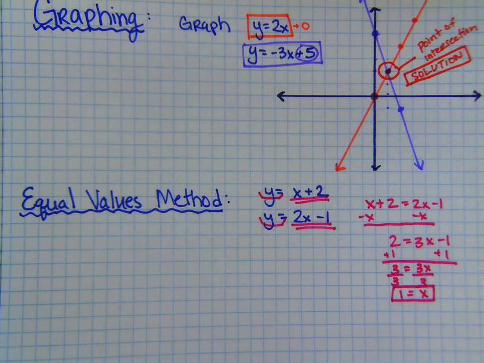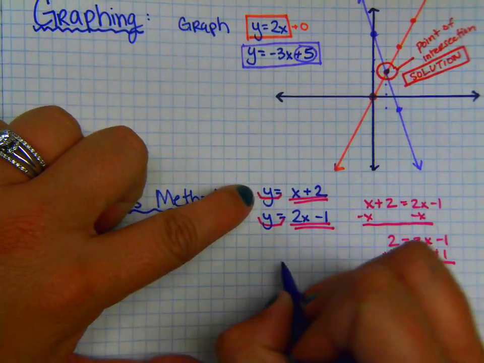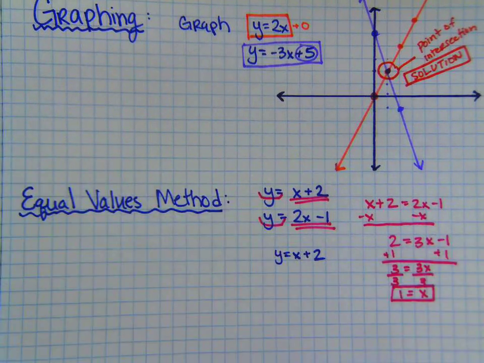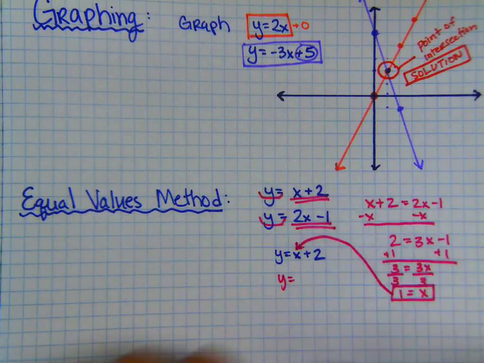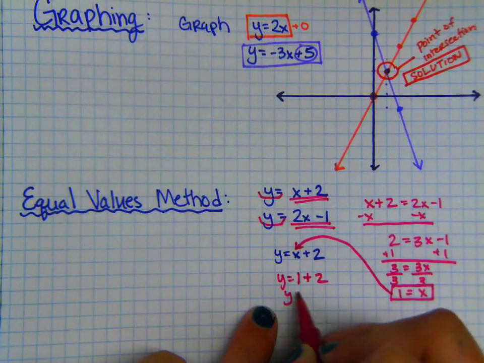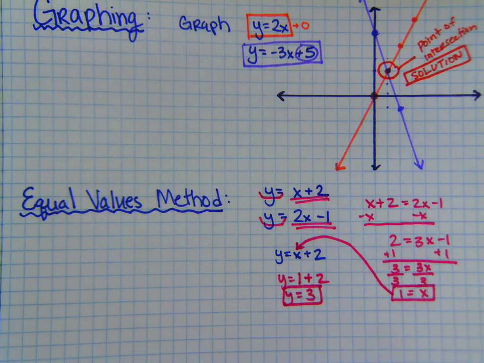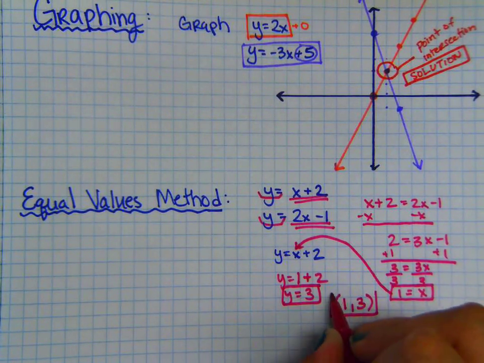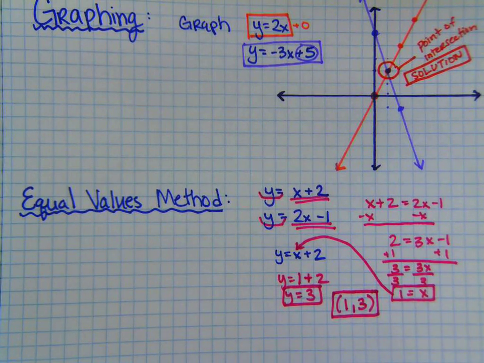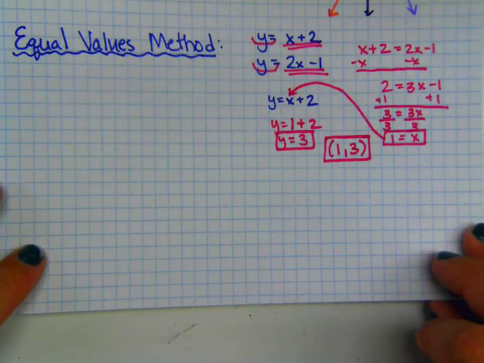To find your y coordinate, you have to plug it back into one of these equations. I'm just going to do the first one. So you take this and you plug it in. That'll be y equals 1 plus 2, which means y equals 3. And like I said, it is a point, so it needs to be written as a point, which means your answer is 1, 3, written as a point. And that is equal values method. The next method that I'm going to talk about is going to be substitution.